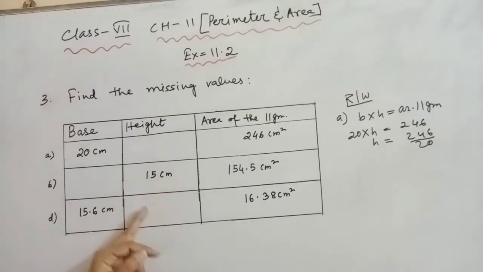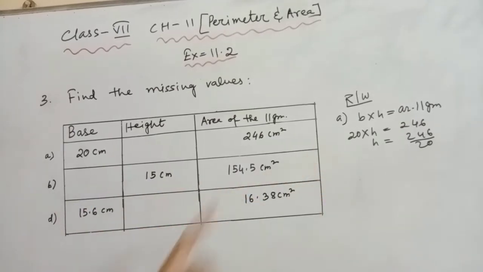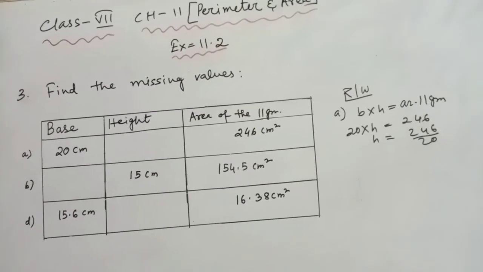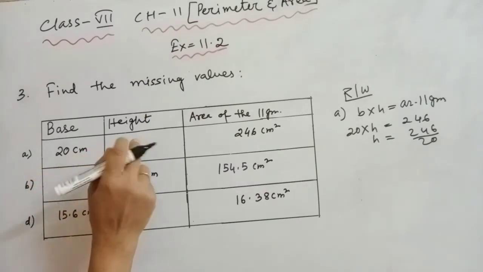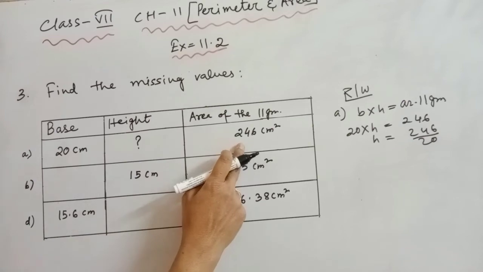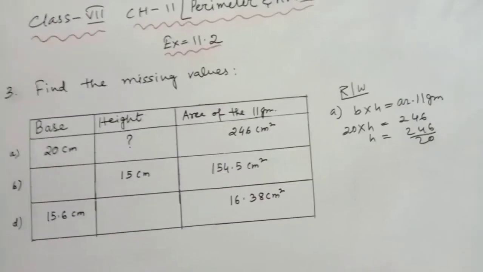So the same formula you are using here. You know that for this sum you need rough work also. For this first one, question number A, here the base is given as 20 and the height is missing. You need to find the height, and the area of the parallelogram is given. You need to show rough work also here.